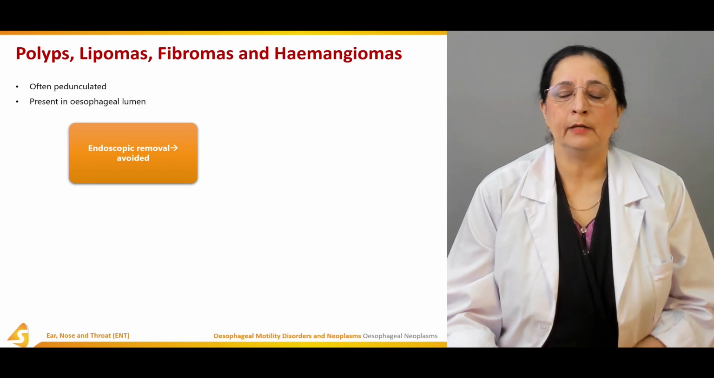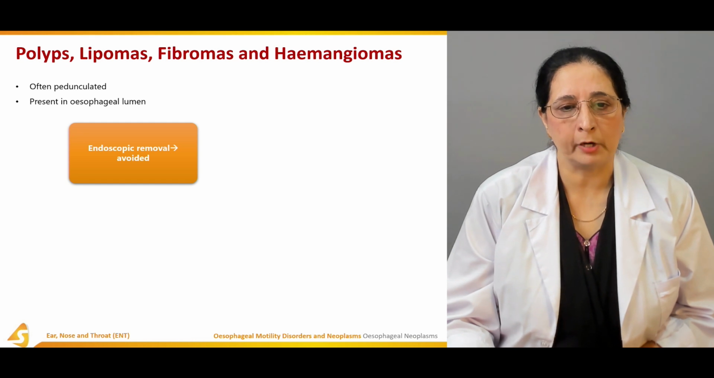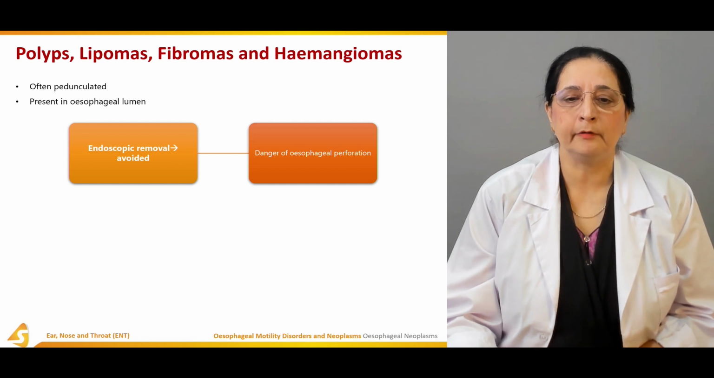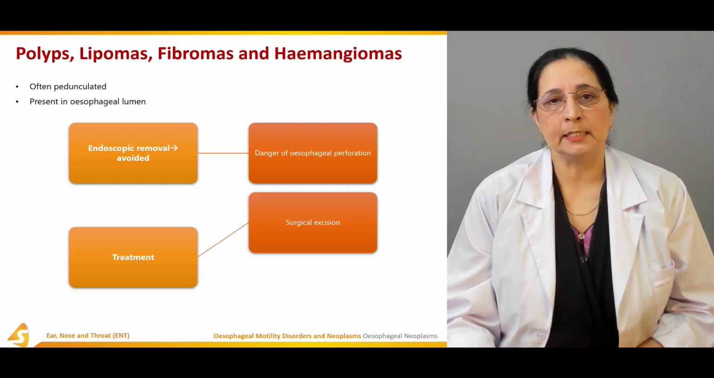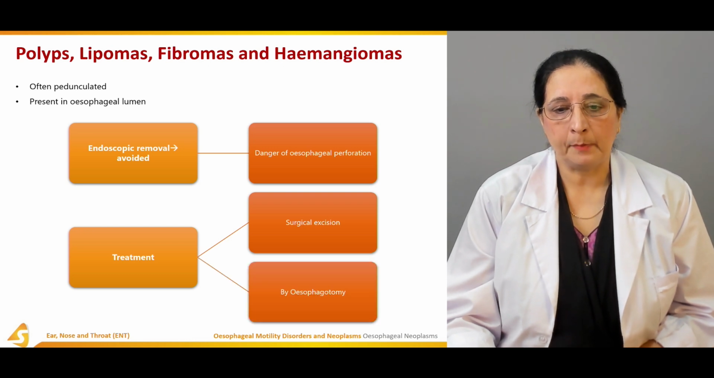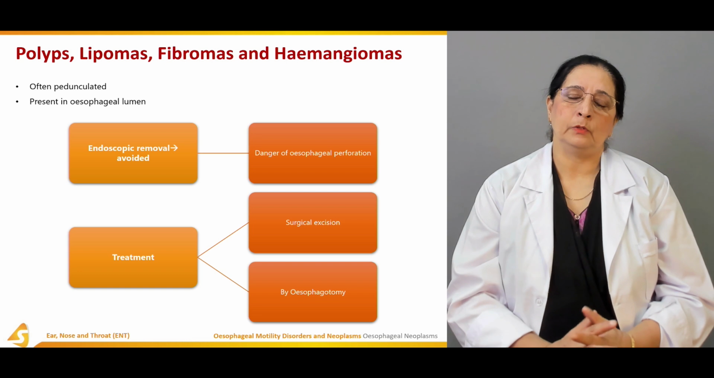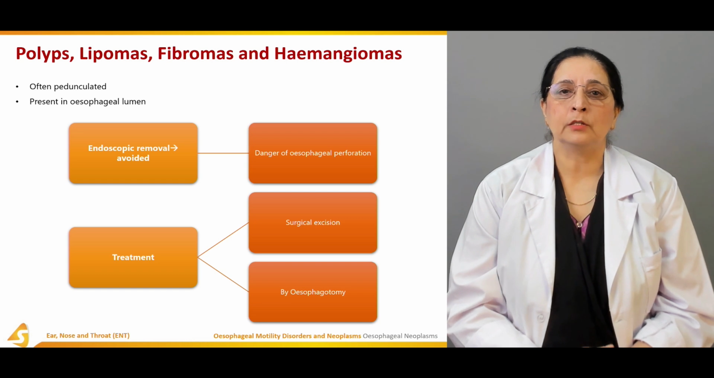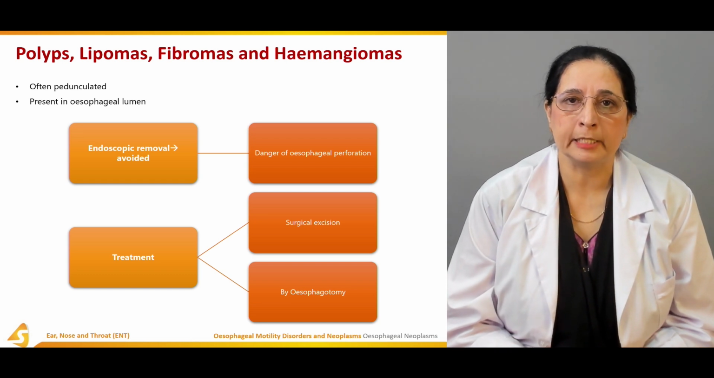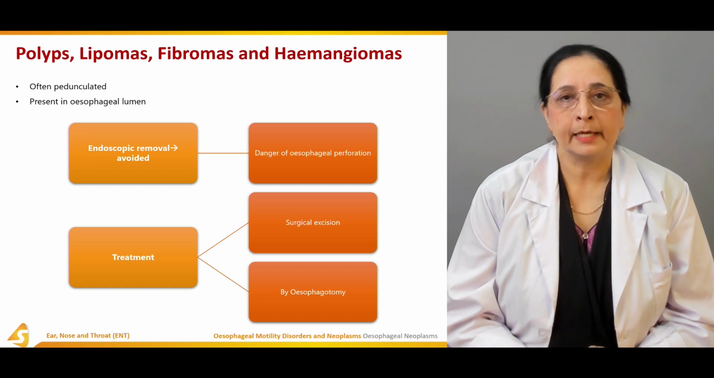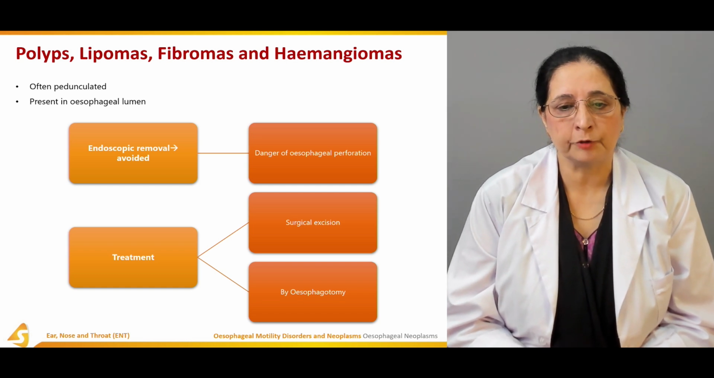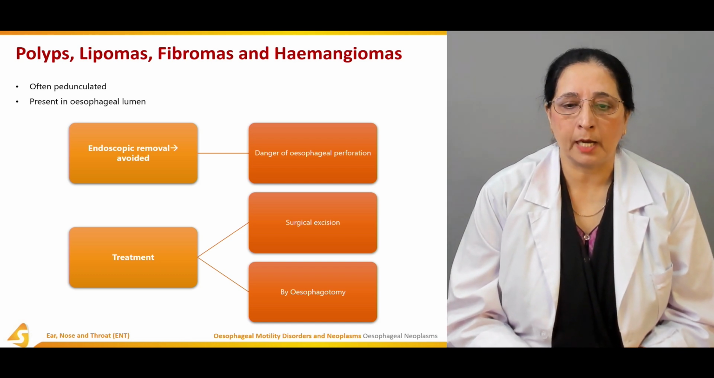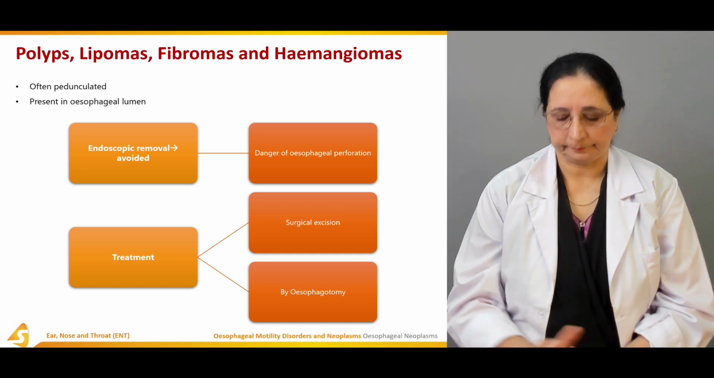Endoscopic removal of the tumor is usually avoided. Danger of esophageal perforation with the removal. Treatment is surgical excision and esophagotomy. So these are the treatment options for these benign tumors. Endoscopy is performed for visualization but not for removal. It can cause perforation of the esophagus. Treatment is by surgical excision of the tumor and by esophagotomy.